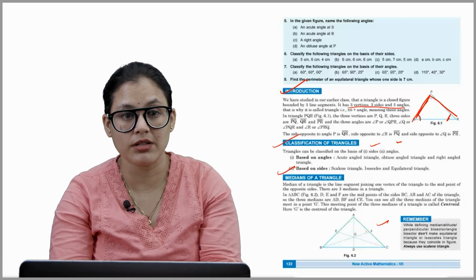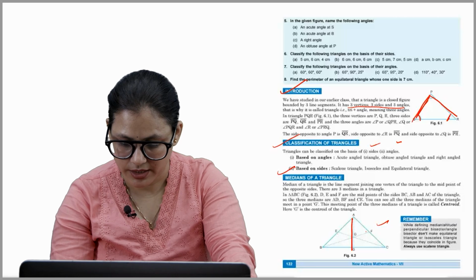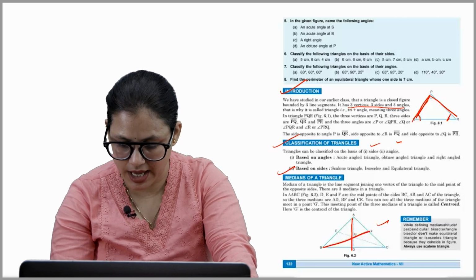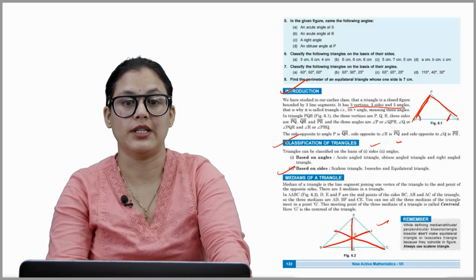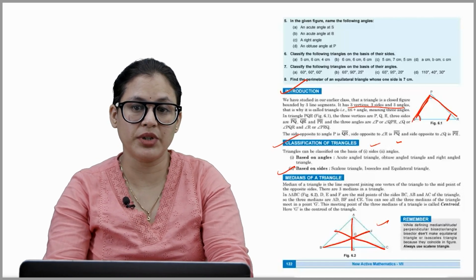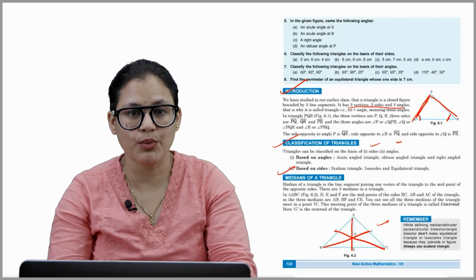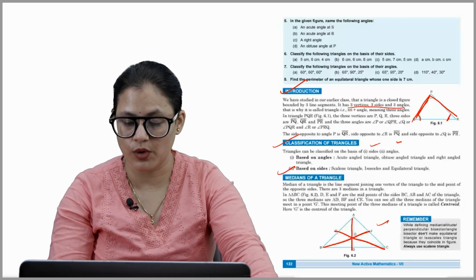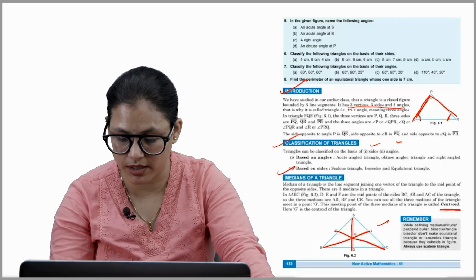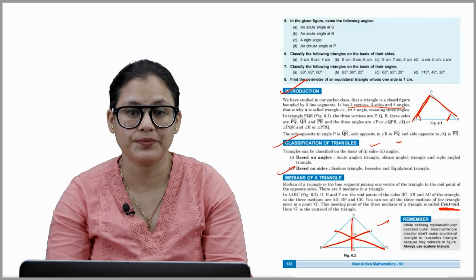So, the 3 medians are AD, BF and CE. These are the 3 medians. And you can see all the 3 medians of the triangle meet in a point G. This meeting point of the 3 medians of a triangle is called centroid. Remember that. G is the centroid of the triangle.